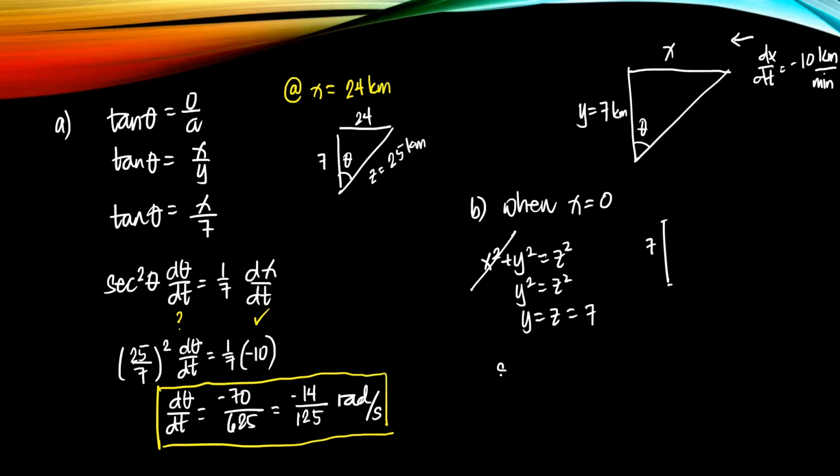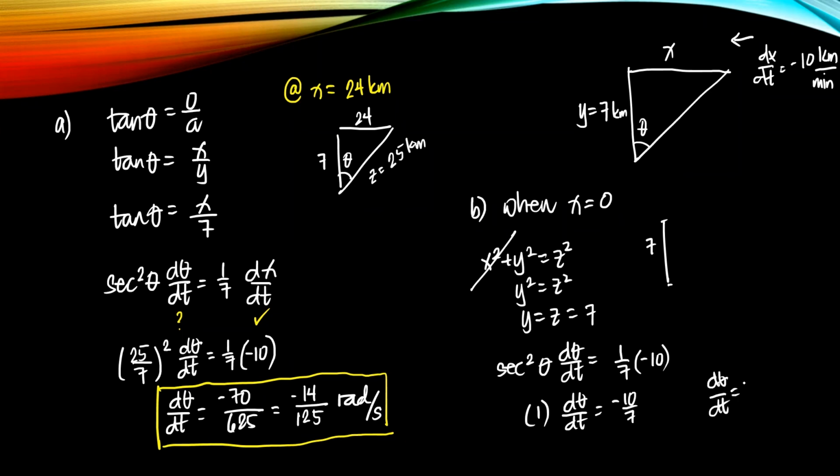Therefore, when you plug in secant squared d theta over dt, that's 1/7 times negative 10. It so happened that the secant squared is equal to 1. Why? Because secant squared is hypotenuse over adjacent. It so happened that's 7 over 7. So the answer is negative 10 over 7 rad per second.